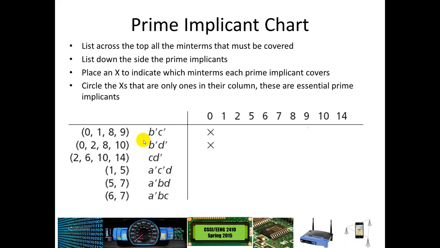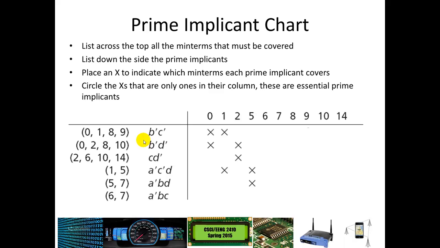In terms of min term 1, what we're going to see is that shows up in our B prime, C prime. That also shows up in our A prime, C prime, D. So we're going to have X's there. In terms of minterm 2, that's going to show up in B prime, D prime, also C, D prime. In terms of minterm 5, that's going to show up in A prime, C prime, D, and also A prime, B, D. In terms of minterm 6, we're going to see that showing up in C, D prime, as well as A prime, B, C.